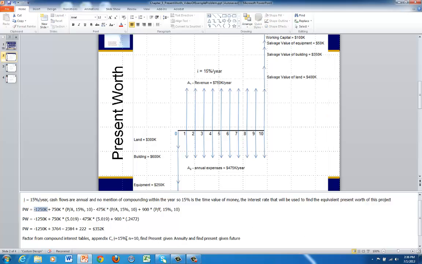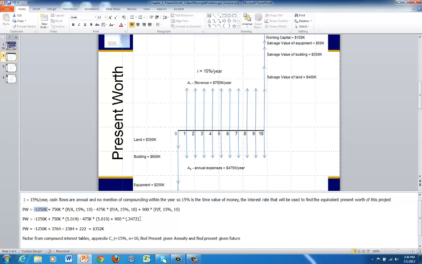We find the page that has the compound factors when the interest rate is 15%, and we know we're looking at the row where n equals 10 because we're trying to bring everything from 10 periods to time 0, and we search for these factors, find the present given the annuity, for the revenue and for the expenses, and find the present given the future for the single payment cash flow. So if you look at your book, you'll see that the functional notation, find the present given the annuity 15% over 10 years is 5.019, and it's the exact same time period, so it's the same for the expenses out as well. And then find the present given the future 15% over 10 years is 0.2472.